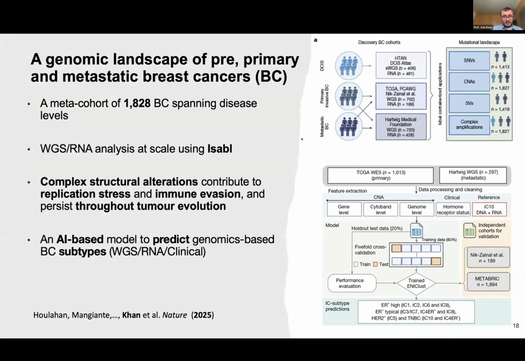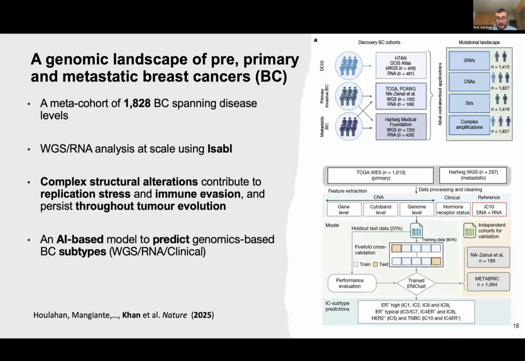Another powerful study came out again using the platform, where we had a lot of breast cancers. We tried to understand the genomic landscape again for primary and metastatic across these 1,800 breast cancer whole genome study data sets. Again, we processed everything using the same annotations, same tools to do point mutations, copy number, SVs, and also complex amplification across different cohorts. And we found that these complex alterations contribute to replication stress and immune evasion, and they persist throughout tumor evolution.